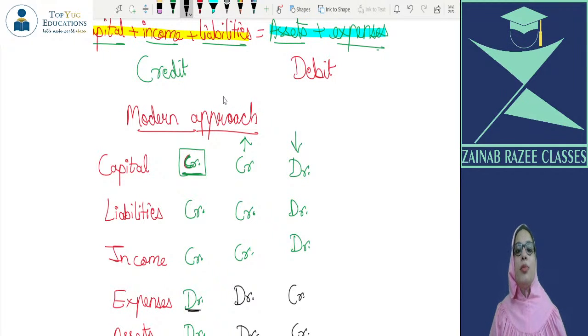But this is nothing but the modern approach. Very simple. Each and every account you can classify either as a capital or a liability or an asset or expense or income. And then you know capital, liability and income have a credit balance.